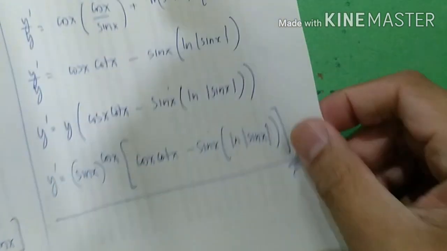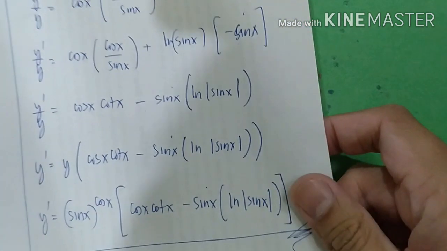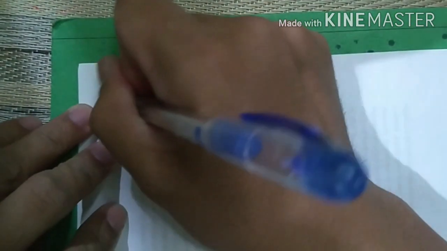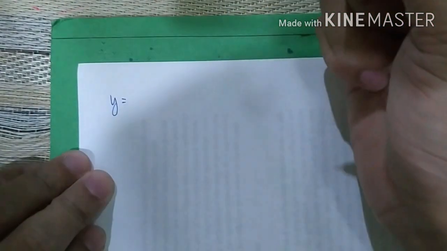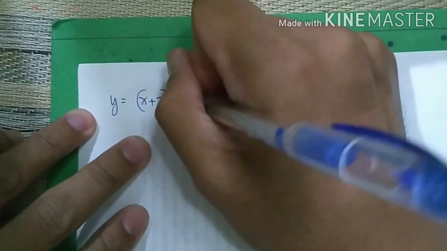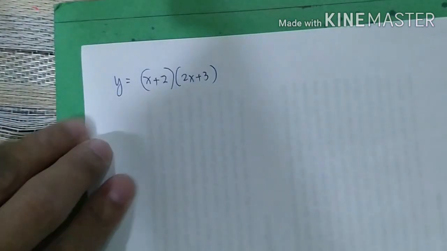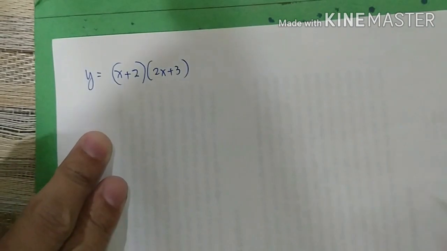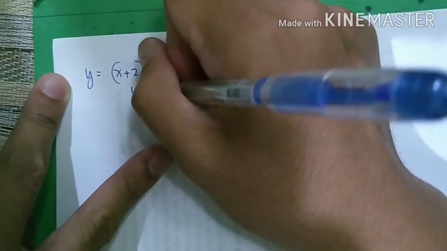So, ganun lang. Or, nga pala, pwede natin pala siyang i-apply. Pwede natin siyang gawing alternate solution kapag say for example, you are looking for the derivative of a product. Say for example, I have here y is equal to x plus 2 multiplied by 2x plus 3. So, di ba, pagka derivative of a product, this is u, this is v.